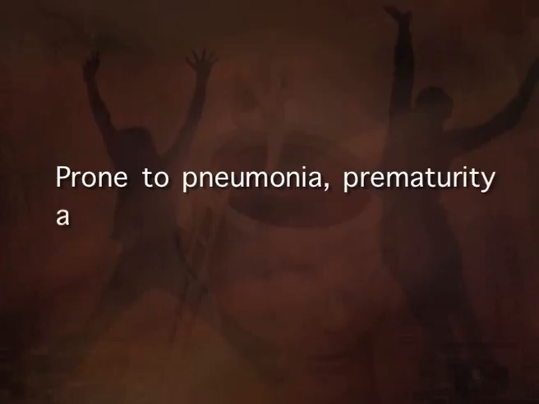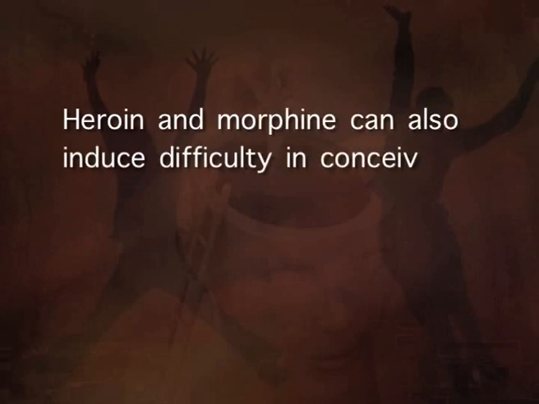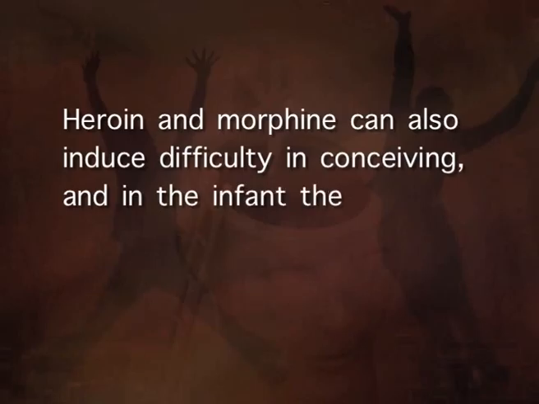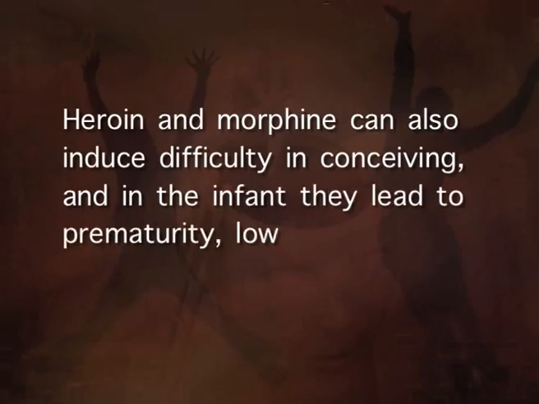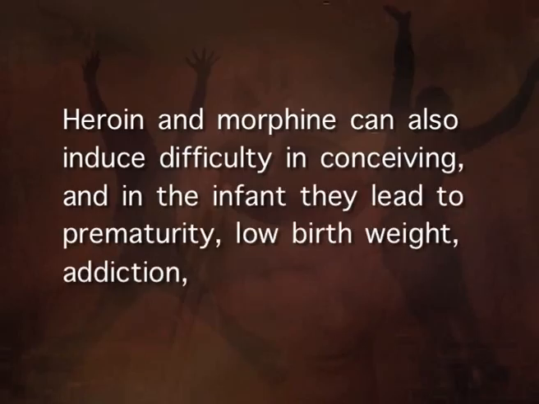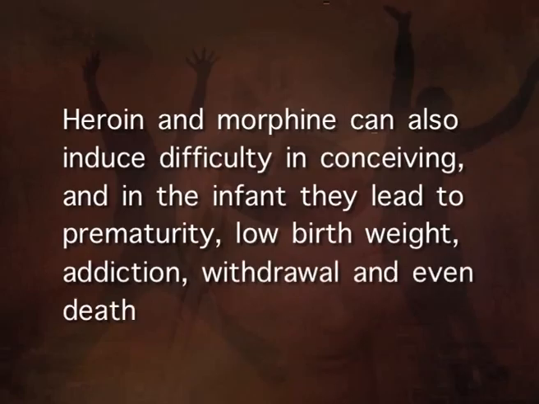Such babies may additionally be prone to pneumonia, prematurity and low birth weight. Heroin and morphine can also induce difficulty in conceiving, and in the infant they lead to prematurity, low birth weight, addiction, withdrawal and even death.